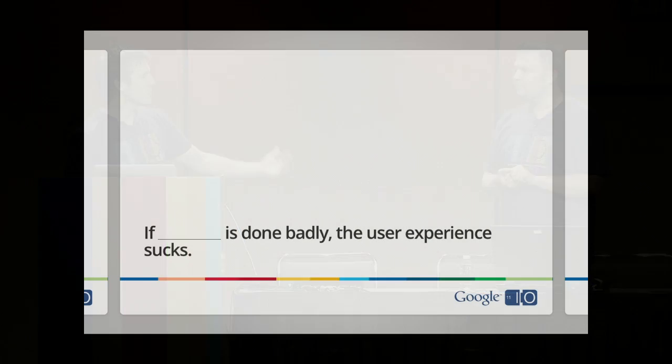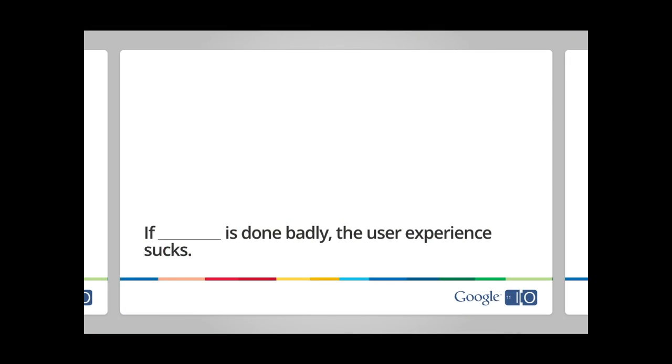Exactly. So keeping that in mind, we'll be talking about how, if something is done badly, then the user experience sucks. So we've got to identify some things that, if they are done badly, are going to make the users frustrated. We're going to make the user experience suck. So firstly, the layout. If the layout is done badly, the user experience sucks. And what do we kind of mean by the layout?